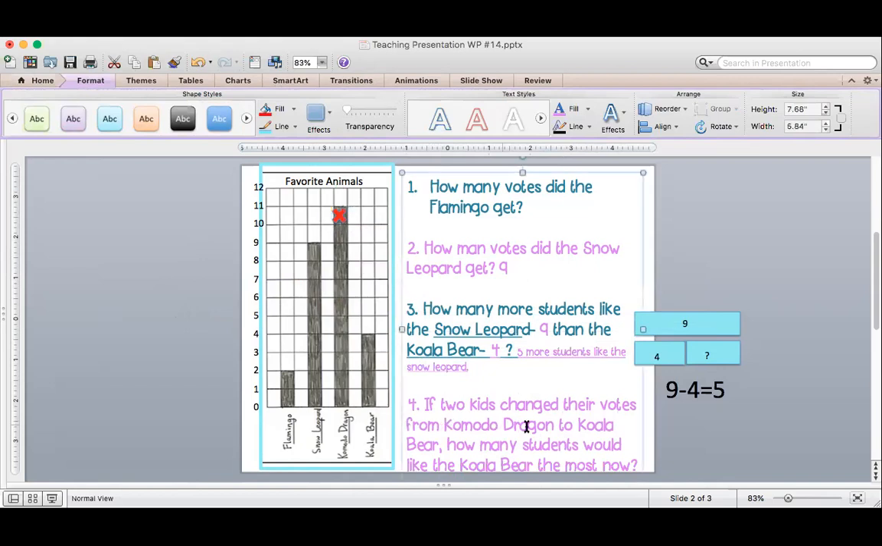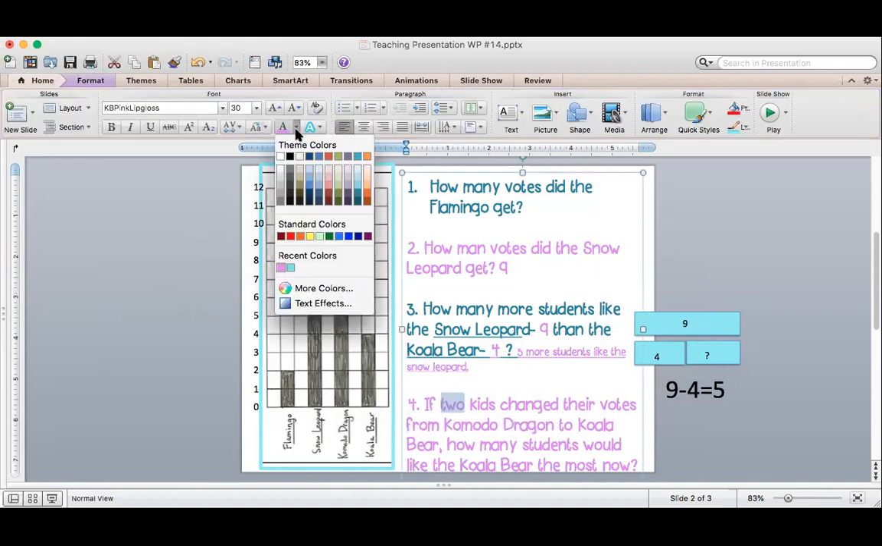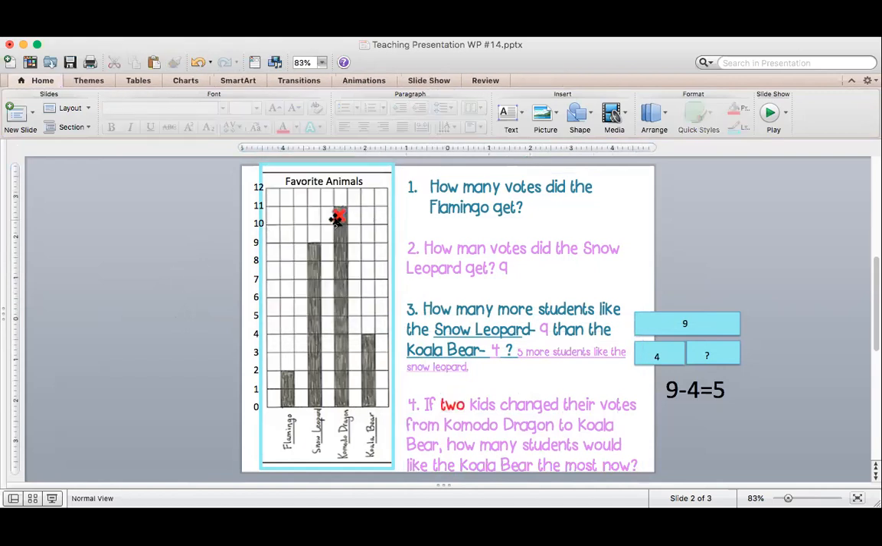Yep, they changed it from Komodo dragon. That means no more Komodo dragon. So how many did that? 2 kids changed their vote from Komodo dragon. So we're going to cross off, he doesn't want Komodo dragon anymore. And this student doesn't want to vote Komodo dragon anymore. What did they want to vote for now?